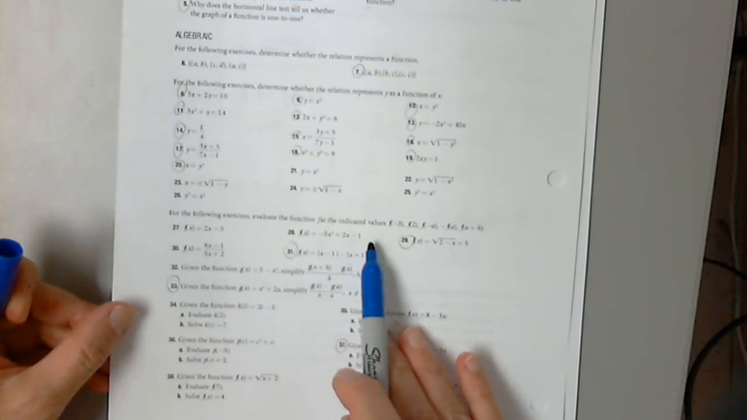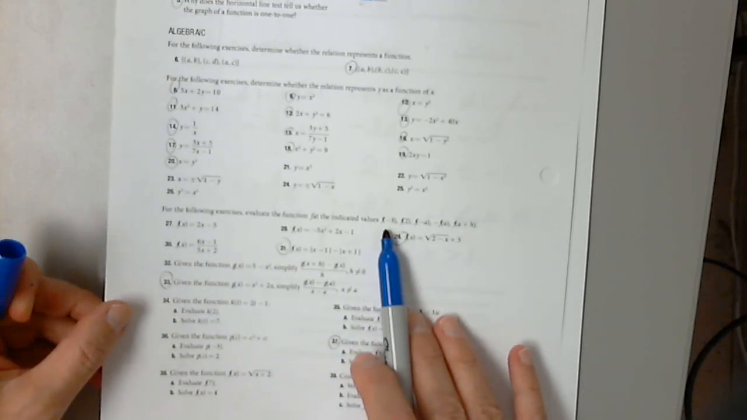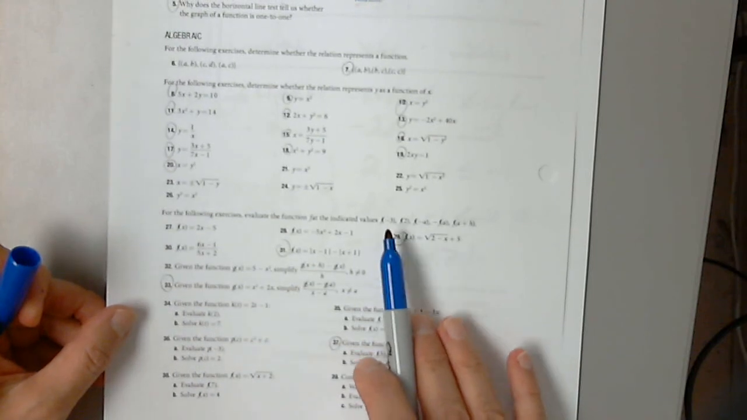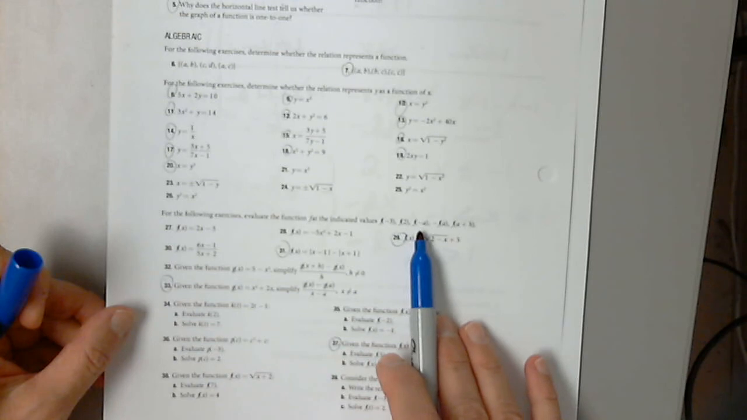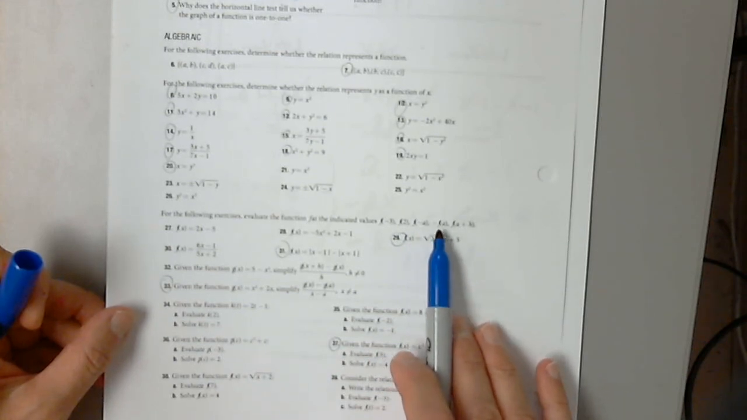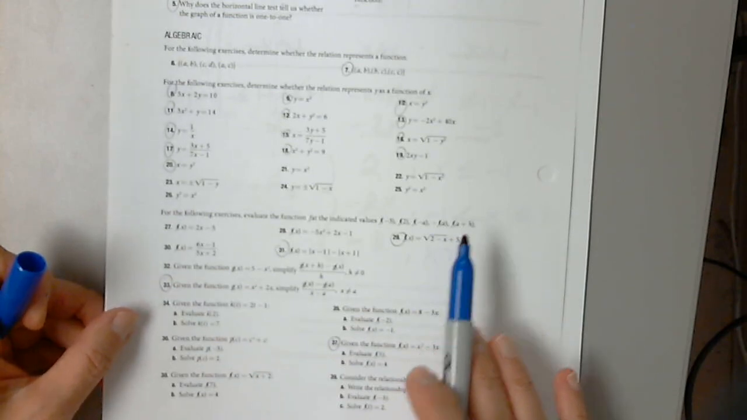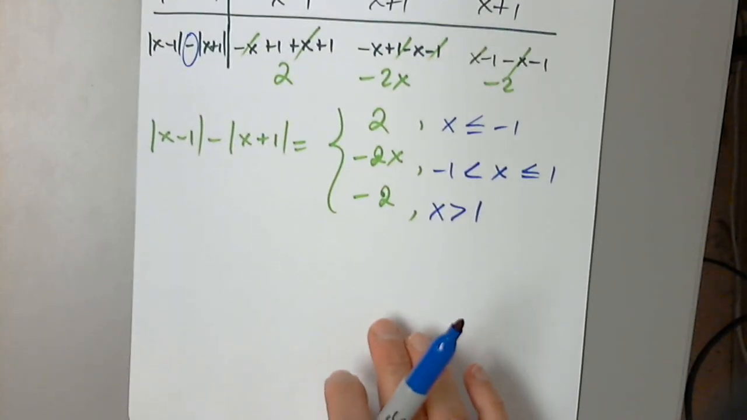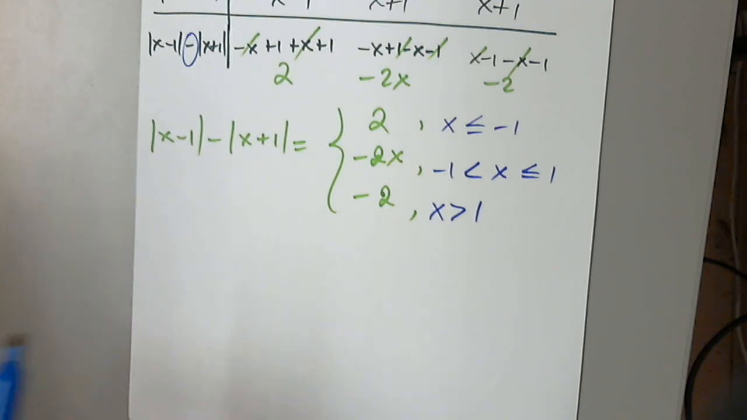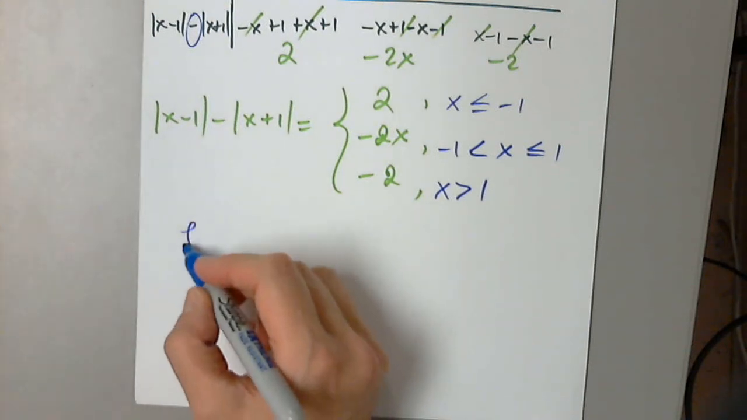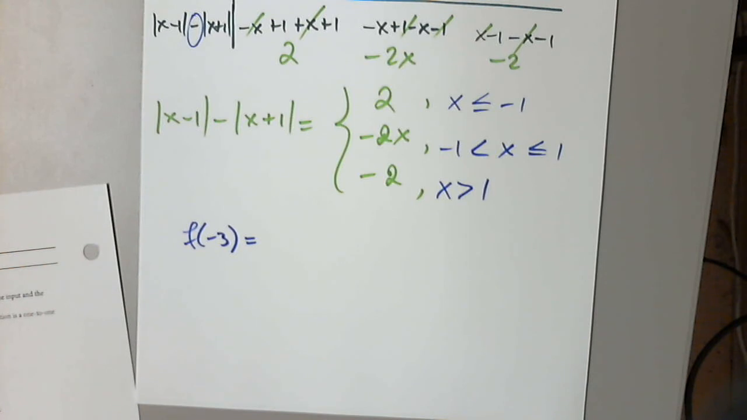The question was asking us to find all these values. So I'm reading them to you and you'll tell me what you want. F of negative 3, f of 2, f of negative a, negative f of a, and f of a plus h. Which ones? Okay, so f of negative 3. F of negative 3, yes.